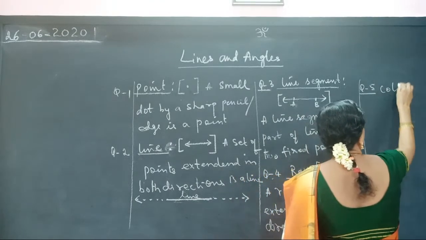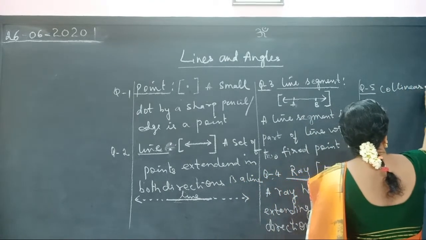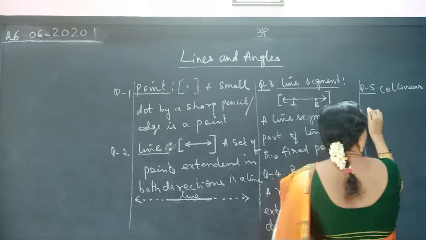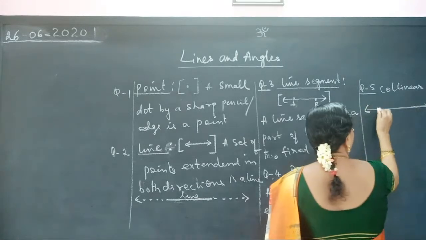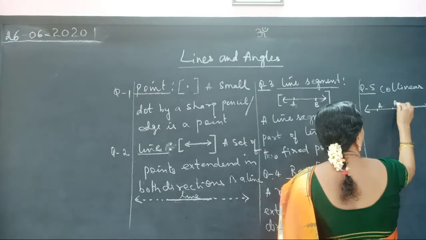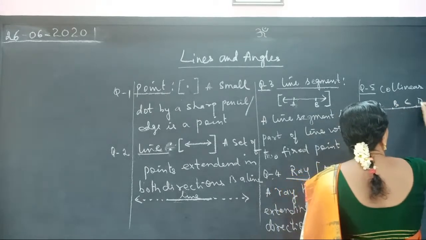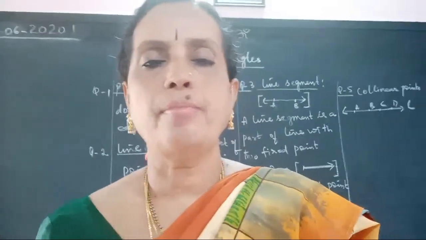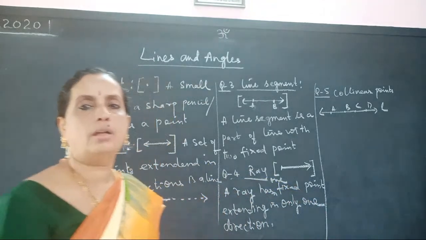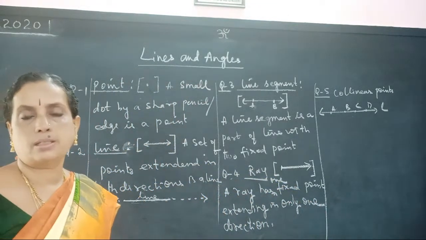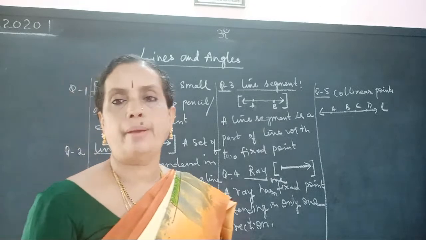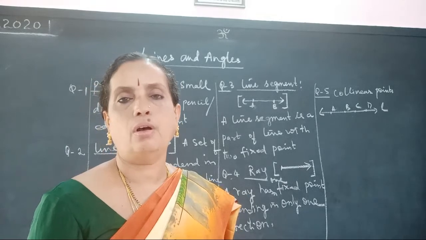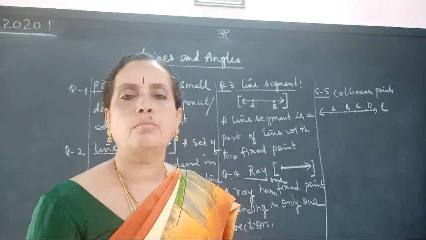Collinear points. Take the figure of collinear points. These are all collinear points. Why are they collinear points? They all lie on the same line. So therefore they are collinear points. Points which lie on a straight line are called collinear points. If not, they are non-collinear points.